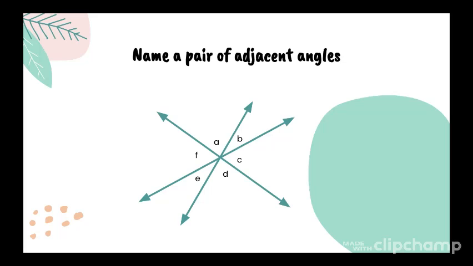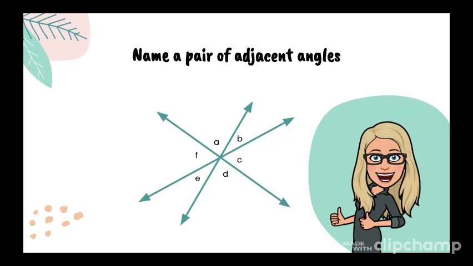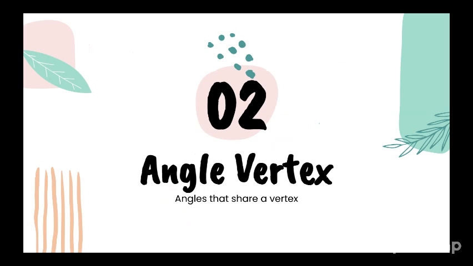So you probably noticed there's a lot of adjacent angles here. So is angles A and B. They share a common vertex right here, and they also have a same side that splits the angles. So as long as you found adjacent angles that share a common vertex and also share a common side, then you are correct. Looking a little bit more at angles that share a vertex.